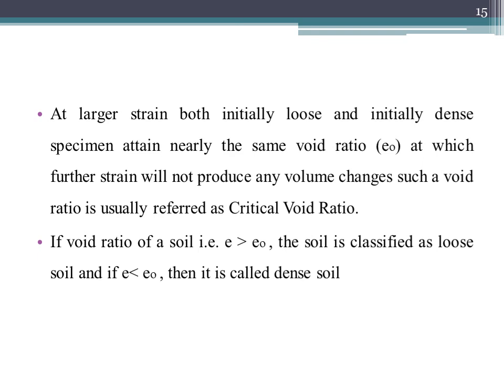If the void ratio of the soil, that is e, is greater than e naught, the soil is classified as loose soil, and if e is less than e naught, then it is called dense soil.